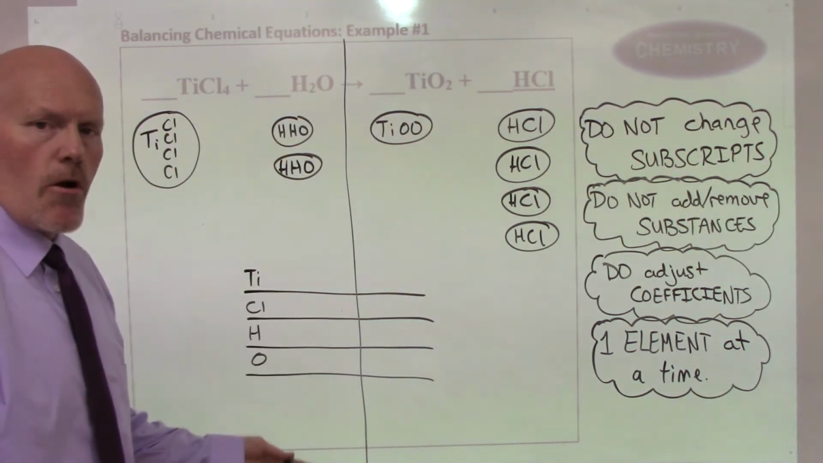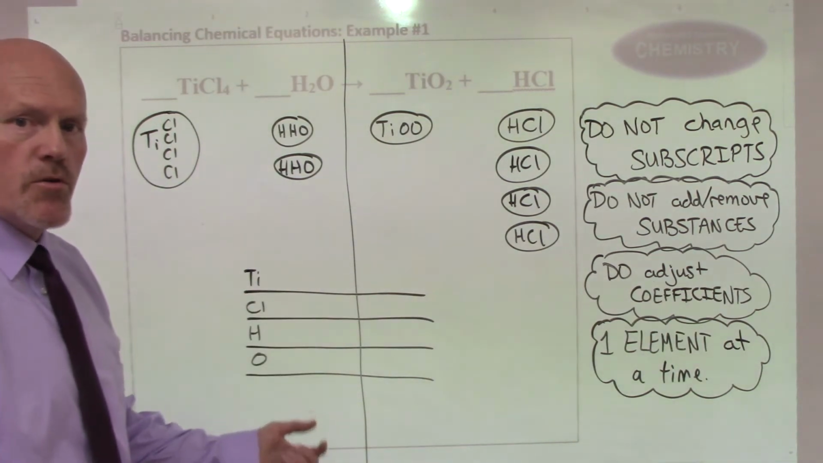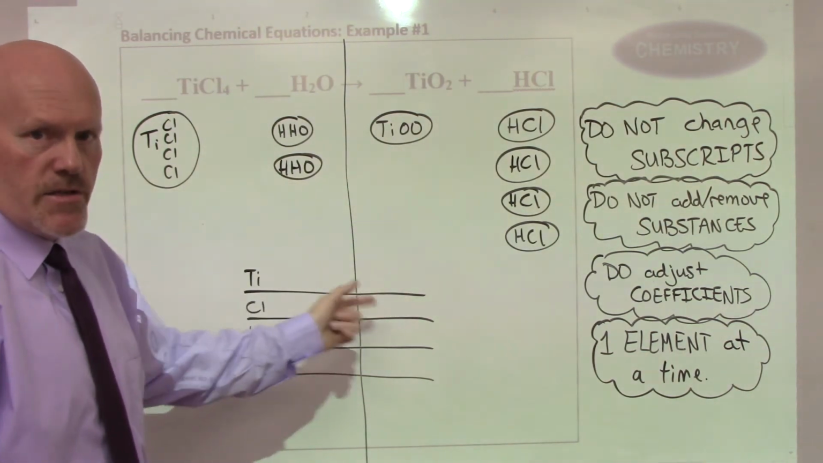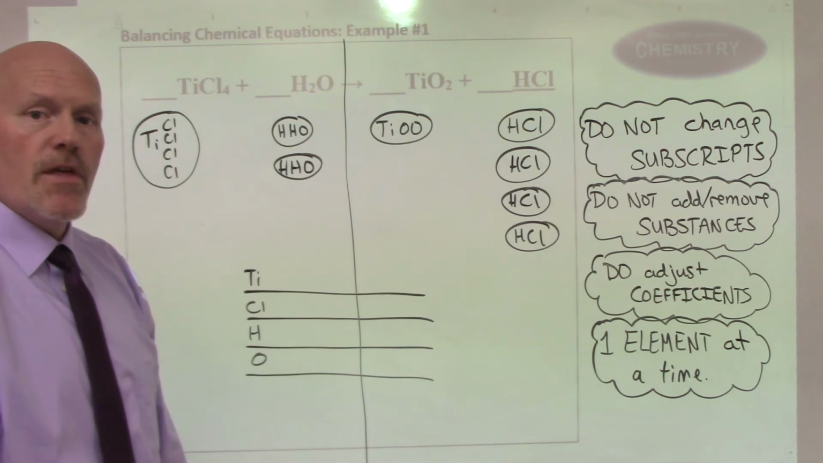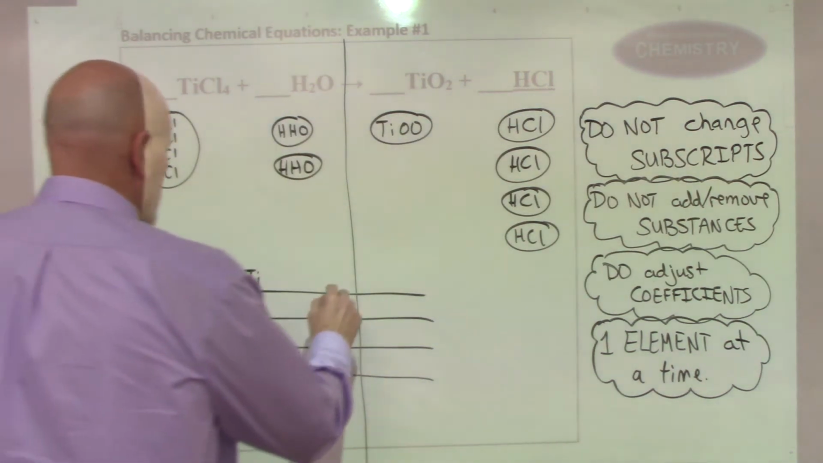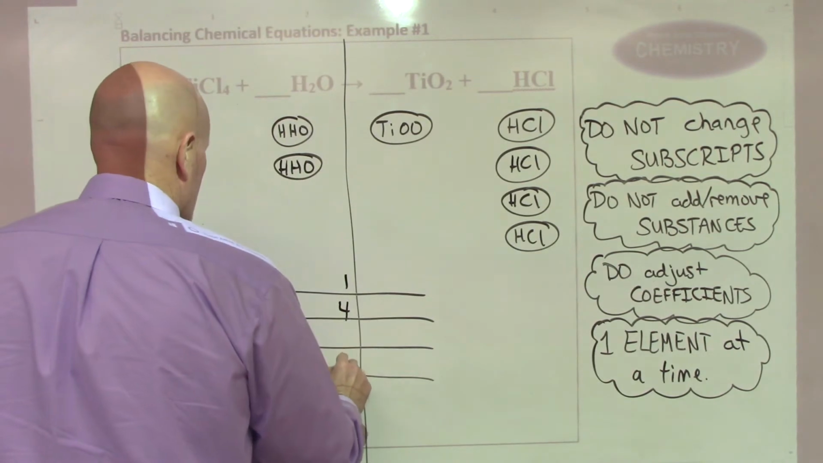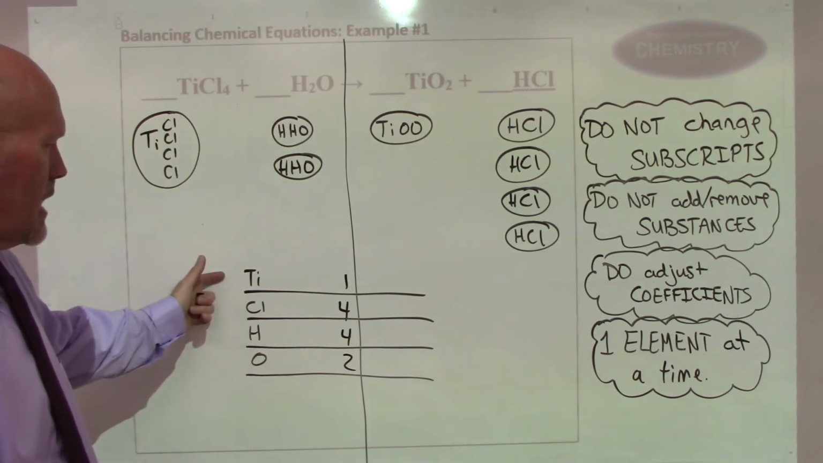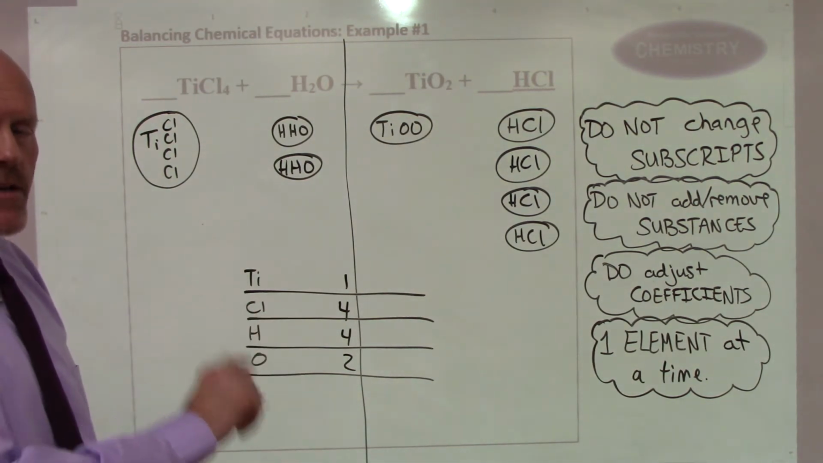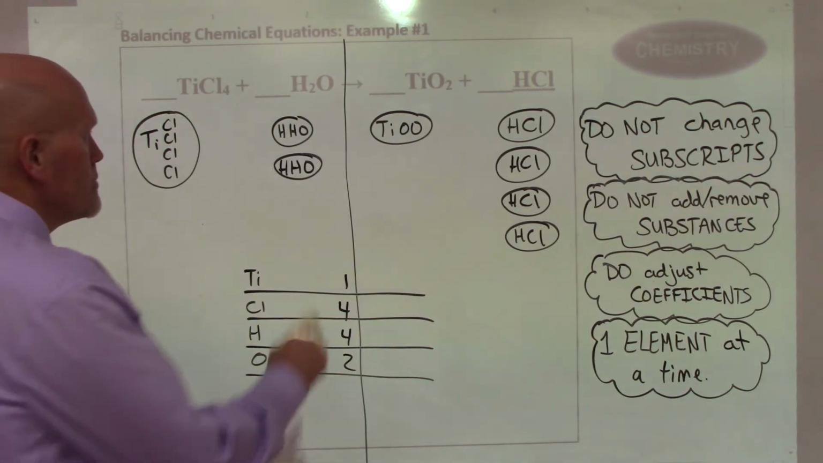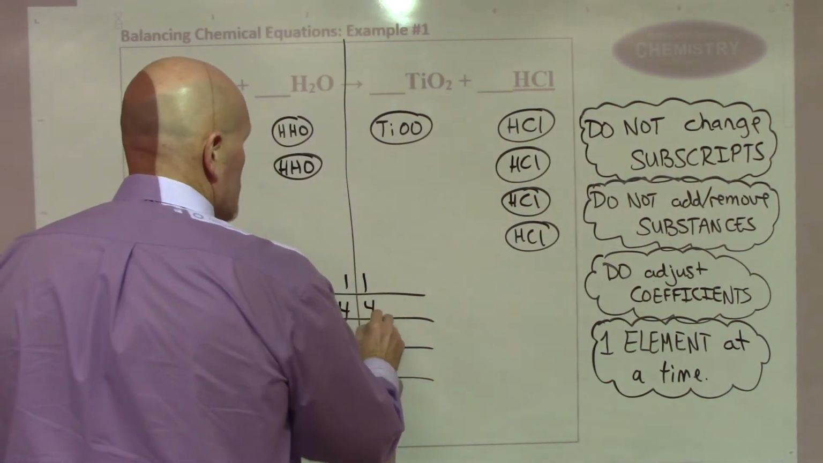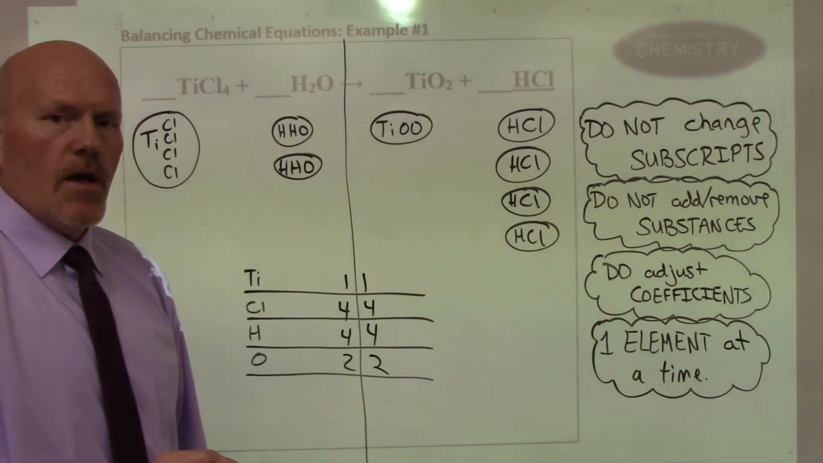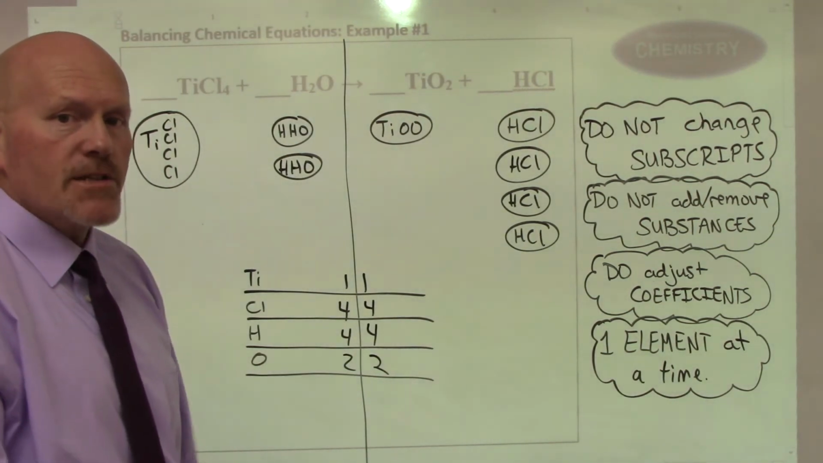So I've got this little T-chart arranged by element. All I'm going to do is count up the number of titanium element symbols on this side and that side, list the numbers. If all the numbers match, then I'm balanced. So I have 1, 4, 4, 2: titanium, chlorine, hydrogen, oxygen on the reactant side. Let's see what I have on the product side. The numbers of atoms of each element on both sides match, so I'm balanced.